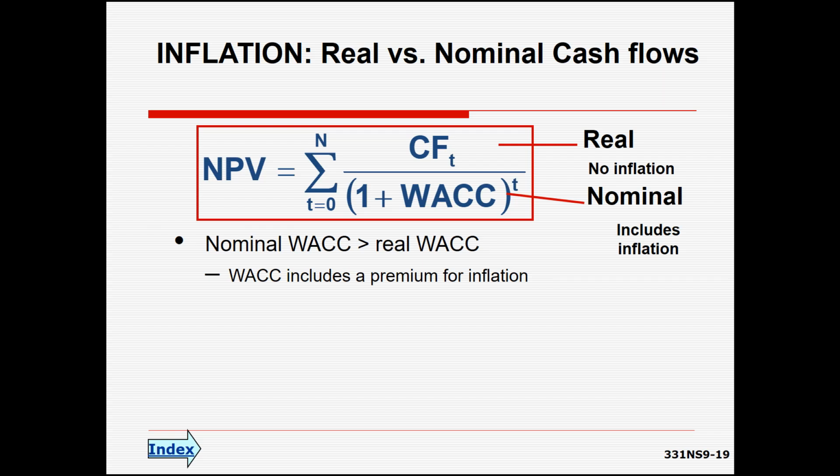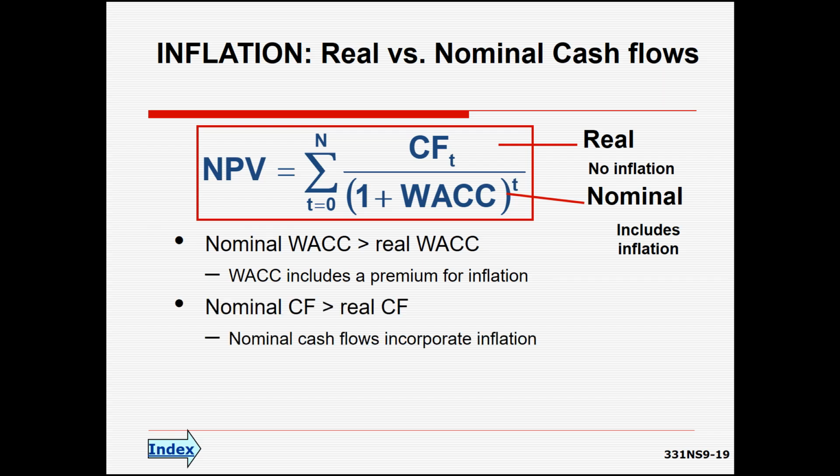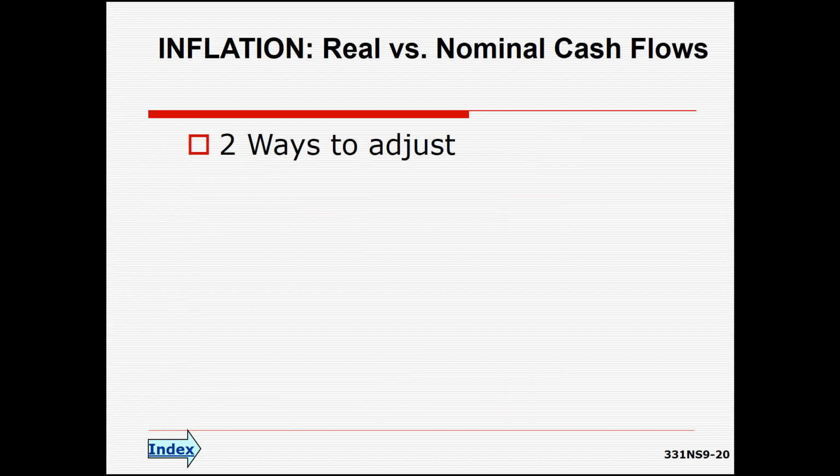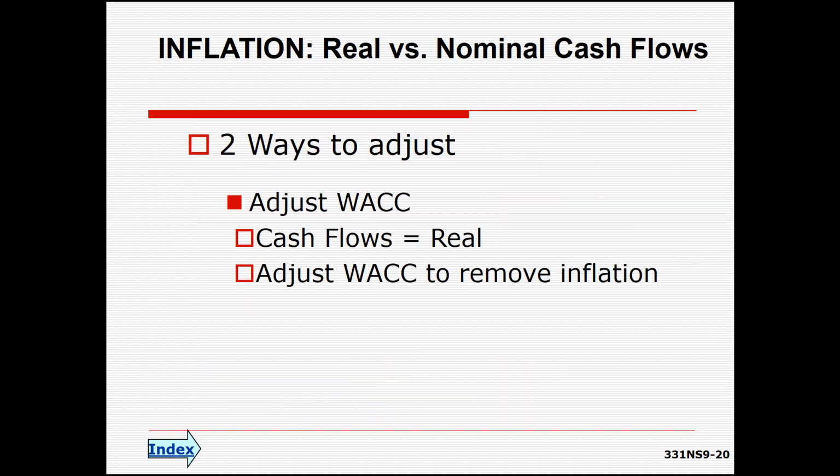The cost of capital is a nominal rate, but our real cash flows do not include inflation. Result: a downward biased NPV. Not what you want if you're trying to sell a project. There are 2 ways to adjust for inflation in a pro forma analysis.